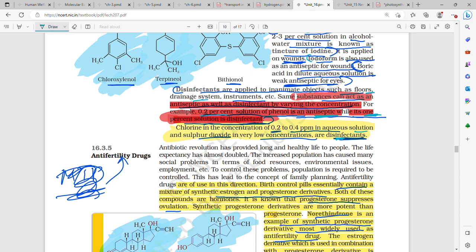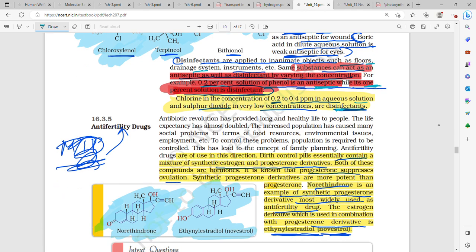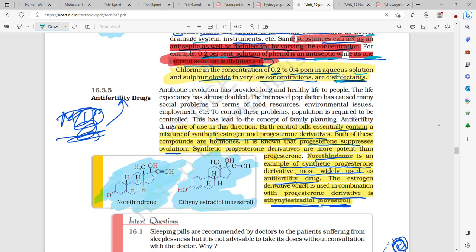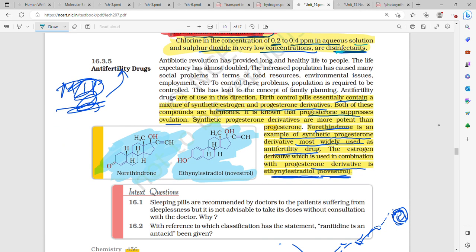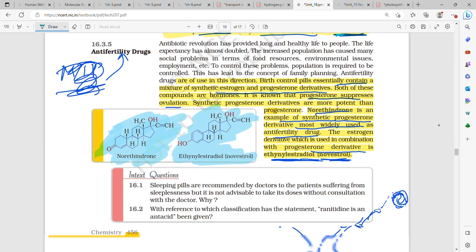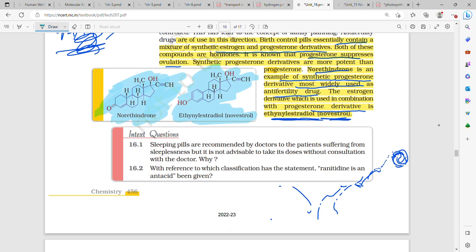Anti-fertility drugs are combinations of estrogen and progesterone pills which stop or suppress ovulation. Synthetic progesterone derivatives are more potent than progesterone. An example of a synthetic progesterone derivative is norethindrone, and it is the most widely used anti-fertility drug. The estrogen derivative used in combination with progesterone is called ethinyl estradiol, also called novestrol.